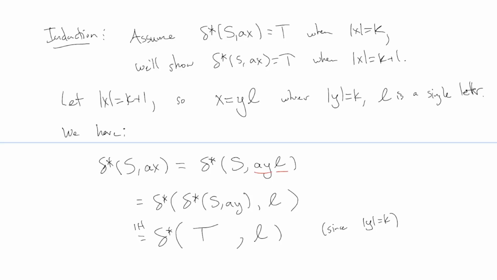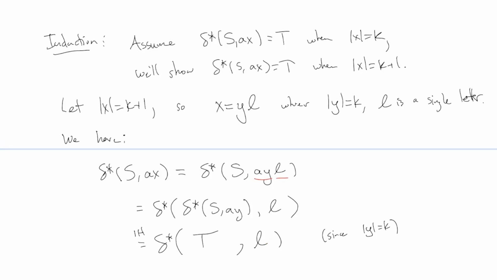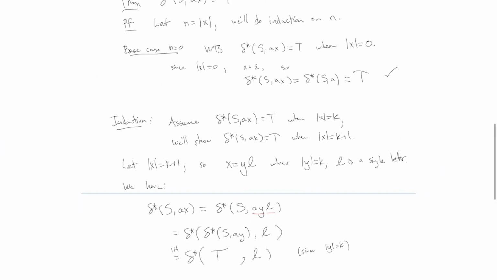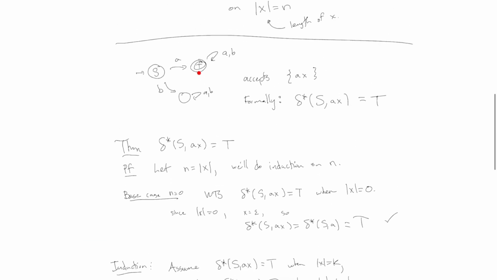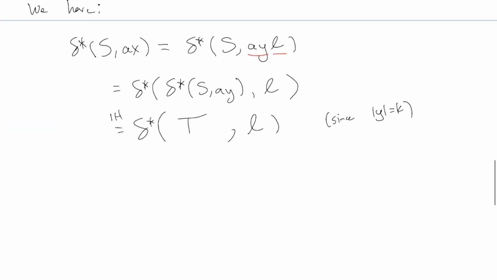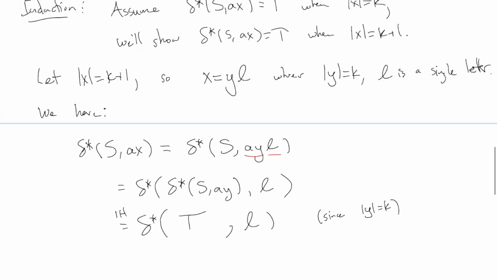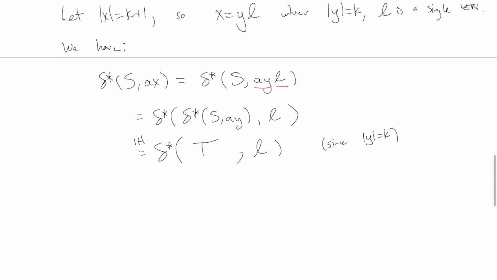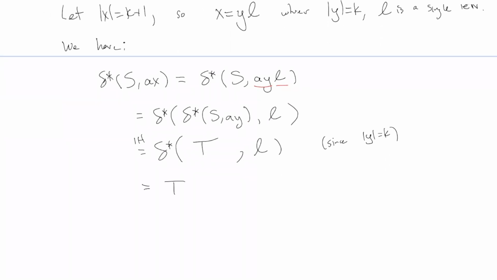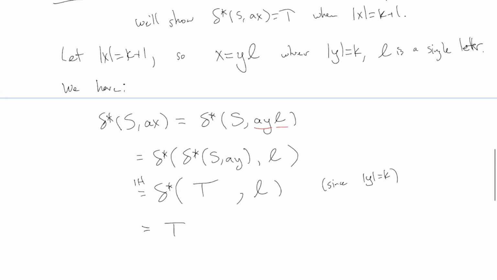Now, I don't know what letter this is, but on the diagram you can see that it doesn't matter. If I'm in state T and I read one single letter, it's just going to be T again, right? Whether it's an A or a B, it doesn't matter. So here, delta star of T, L is T. And that's what I wanted to show, right? I wanted to show that delta star of S and AX is T. There you go.